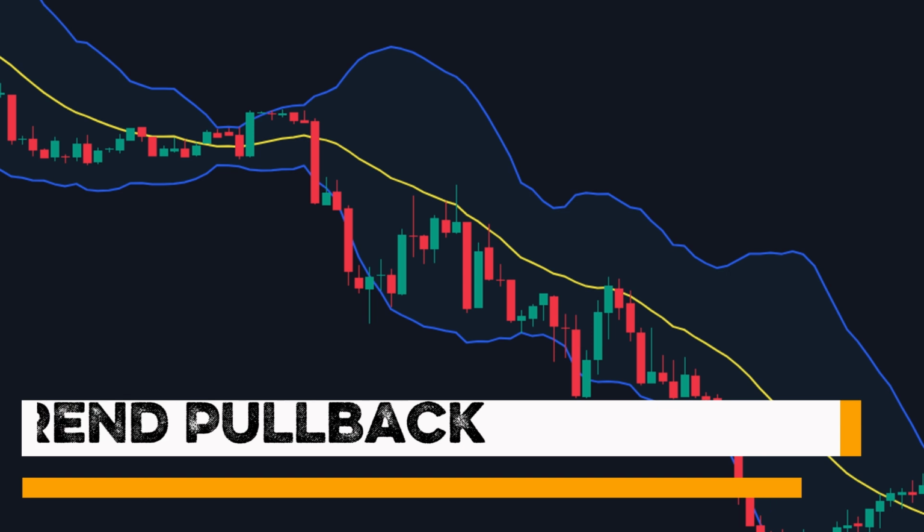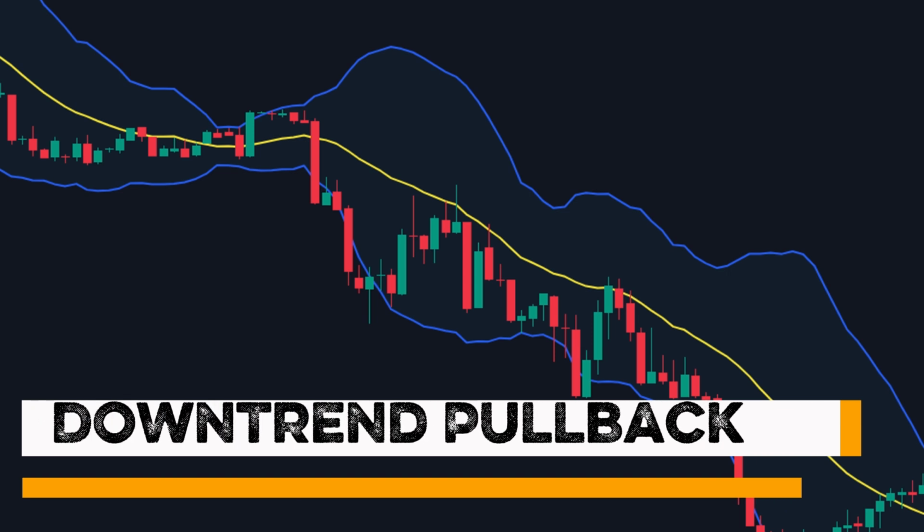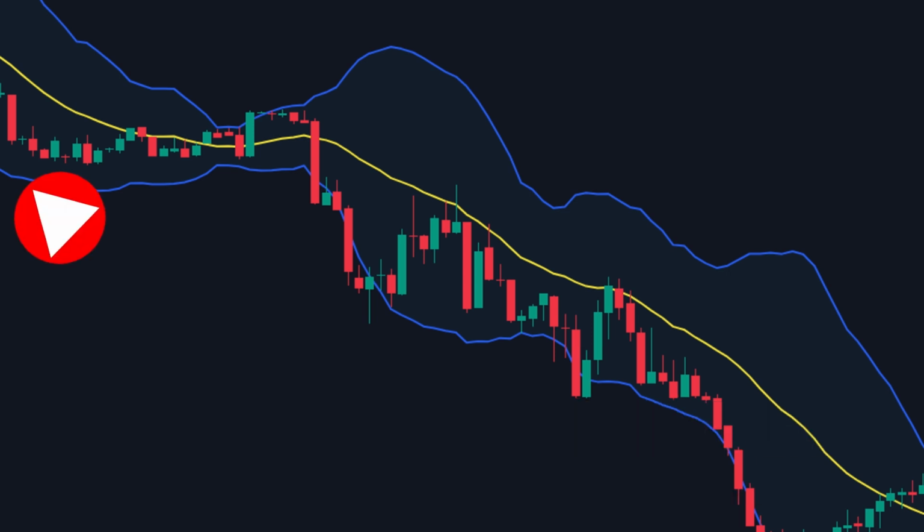We've got a clear downtrend here. Price is closing below the middle band, and the band is pointing down. Each pullback into the middle band fails. That's the sell setup. Enter when the next candle breaks lower. Stops go just above the pullback high.